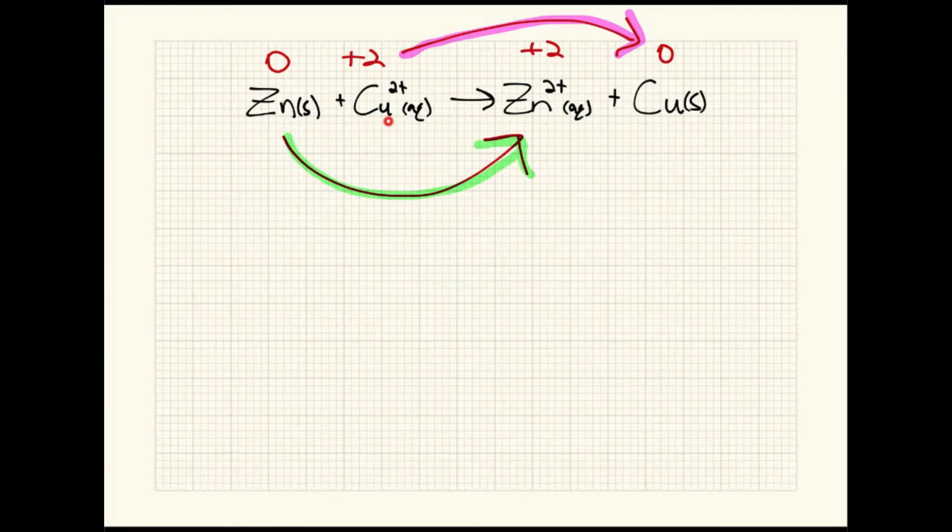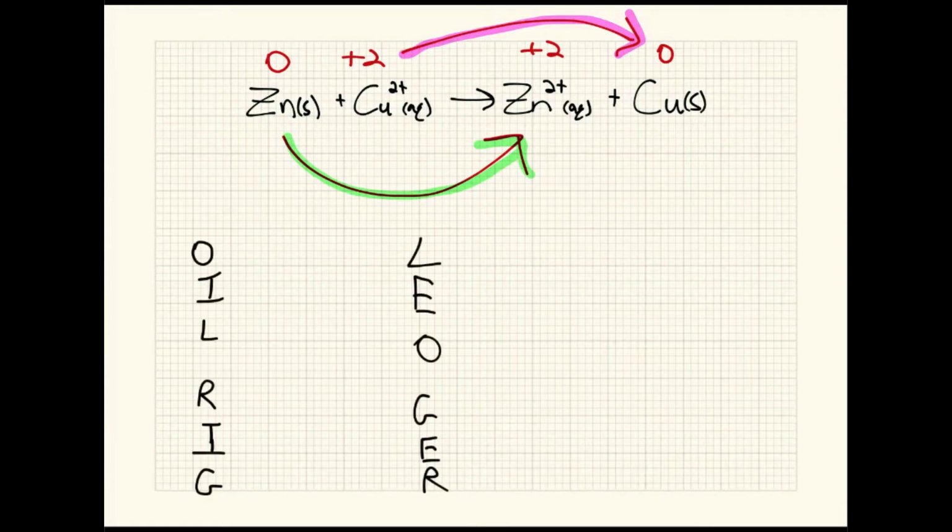that the copper 2+ was the oxidizing agent that helped me oxidize the zinc. Likewise, the zinc was the reducing agent that helped me reduce the copper. So that's the terminology we use in this particular application.